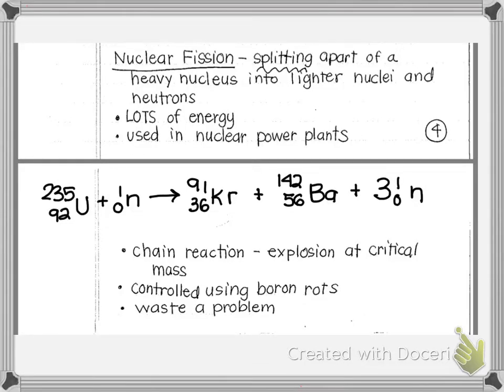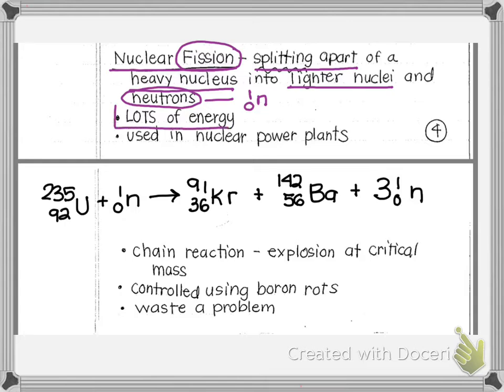Let's look at two types of nuclear reactions that both produce large amounts of energy. The first type is a fission reaction. Fission is a word that is used to describe the splitting apart or breaking of something. So in nuclear fission, you have the splitting apart of a heavy nucleus into smaller or lighter nuclei. It also produces neutrons. The symbol for neutrons is 1, 0, n. The result of this nuclear fission reaction is a lot of energy.